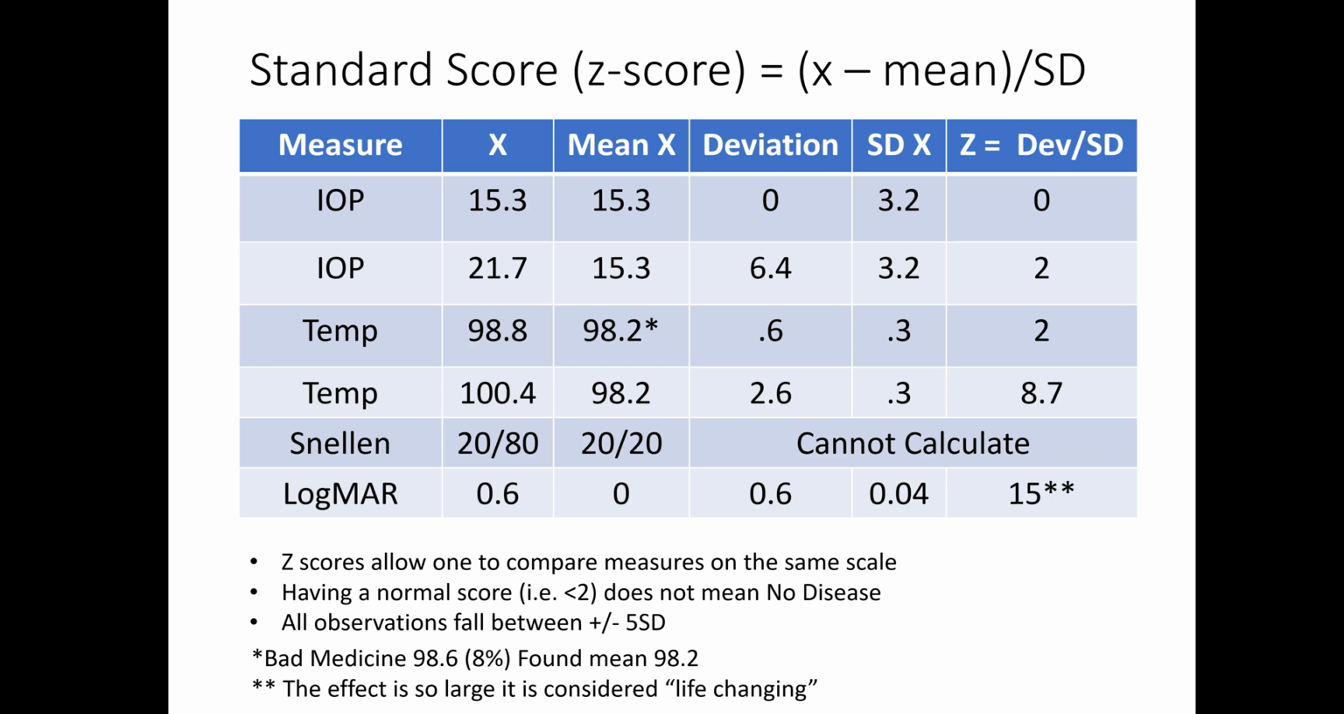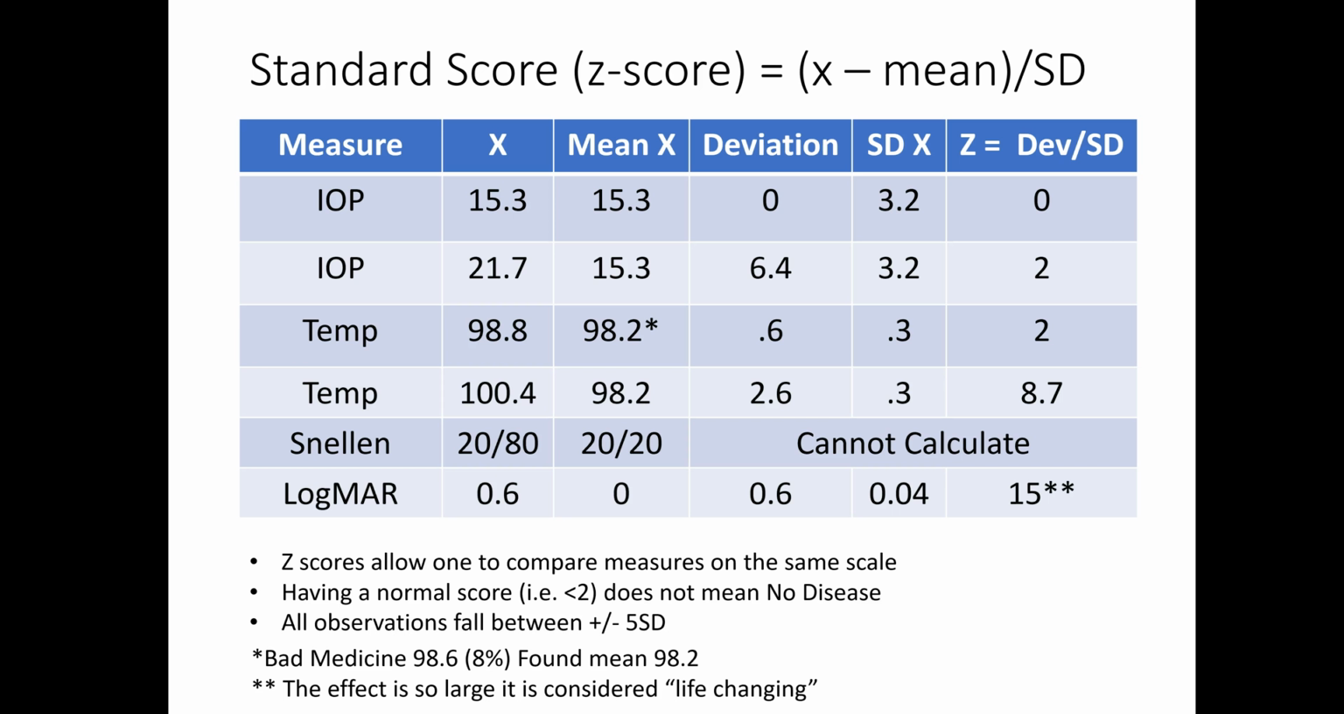The mean of your normal IOPs is 15.3. The deviation is 0. The standard deviation of x is 3.2. So when you subtract 15.3 from 15.3, you get 0. Divide by the standard deviation and you get 0. So that's our standard score, 0.